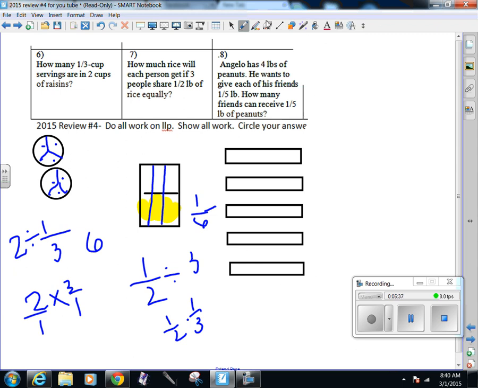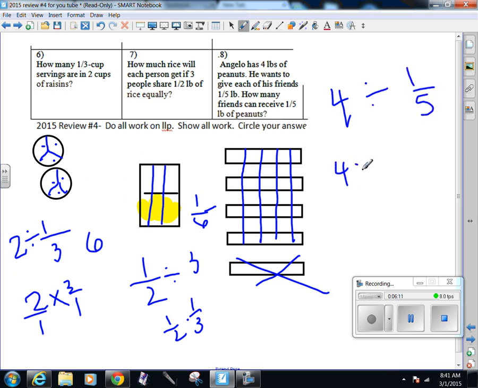Angelo had 4 pounds of peanuts, so this bit's not here. This is wrong. Okay. 4 pounds of peanuts. He wants to give each of his friends a 1/5 of a pound. So once again, I've got my 4 and I'm splitting it. 5 people, so that's 5, 10, 15, 20 sections. So each person gets a 20th of 20, there are 20 servings rather. So it's 4 divided by 1/5, 4 times 5 over 1, which is 20.